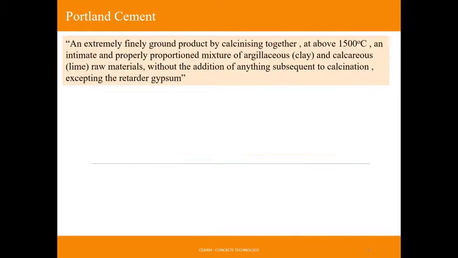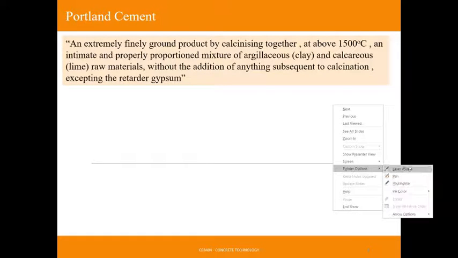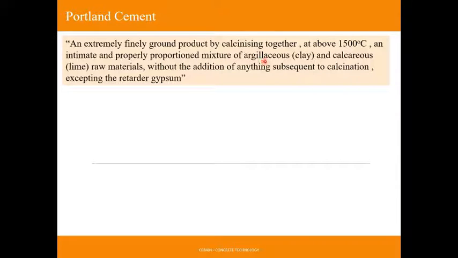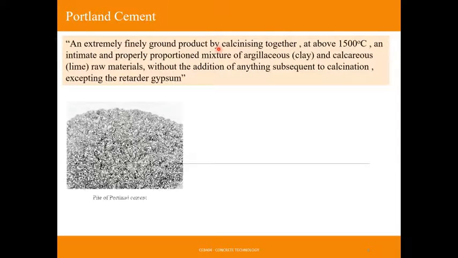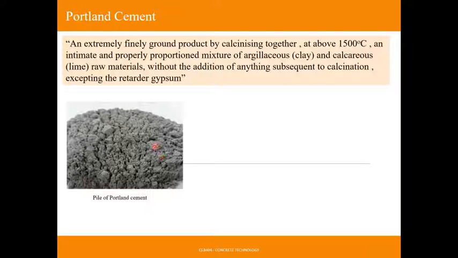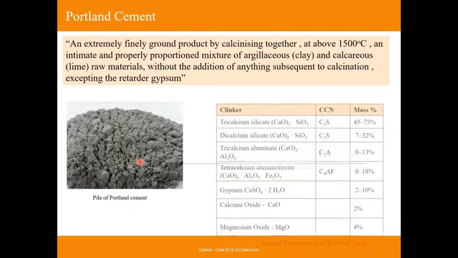Portland cement. The Portland cement is formed by the proper and proportionate mixing of the argillaceous and calcareous raw materials, and then heated. They are burned at a temperature of about 1500 degrees Celsius. Then they are extremely finely ground together after calcination. This is an image of the Portland cement.